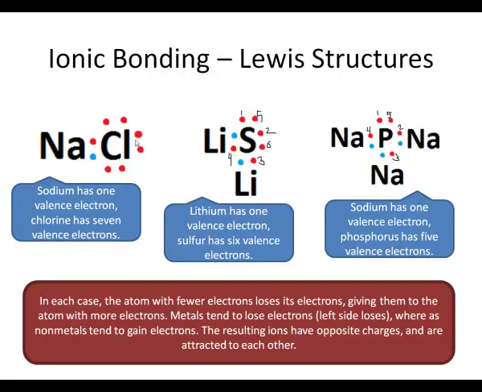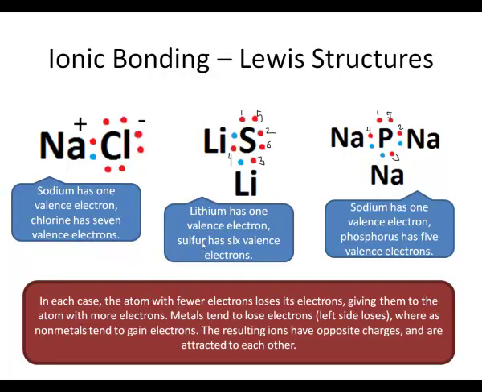Metals tend to lose electrons, and a good way to remember this is the left side loses. Metals are on the left side of the periodic table, whereas nonmetals tend to gain electrons. The resulting ions have opposite charges, so they're going to be attracted to each other. And one key thing that you never want to forget is to show the charges. So sodium lost an electron, so its charge would be positive, whereas chlorine gained an electron, so its charge would be negative.